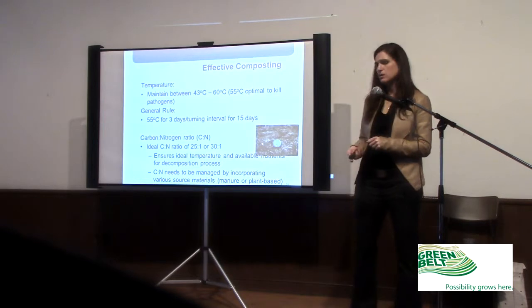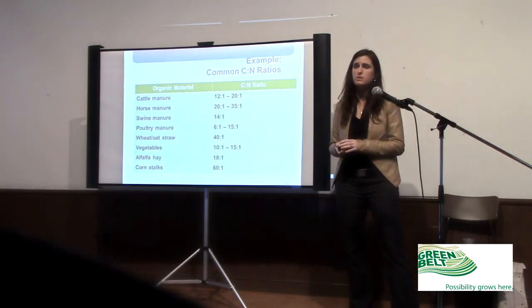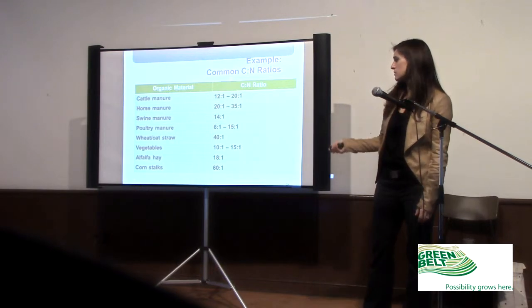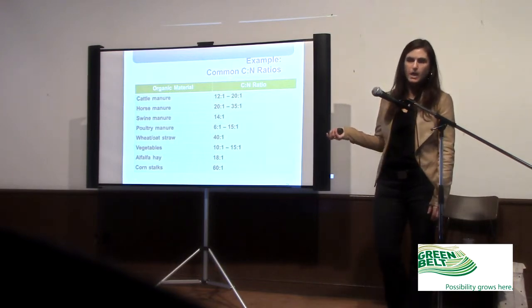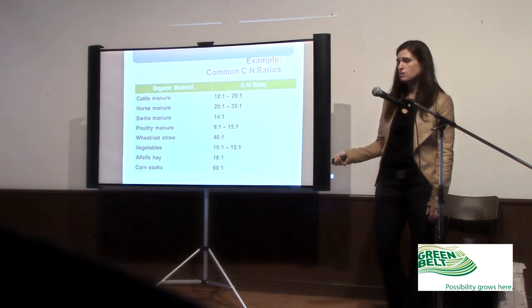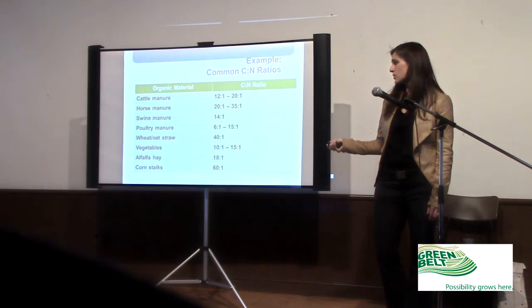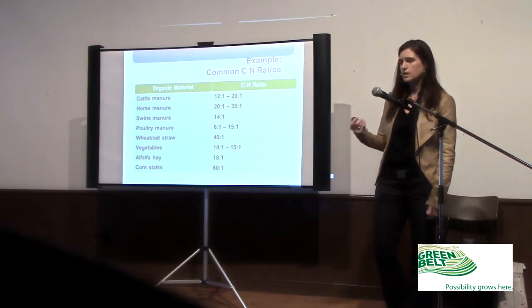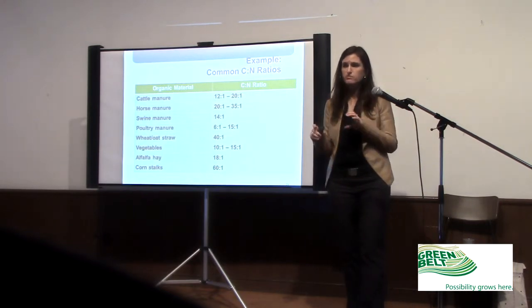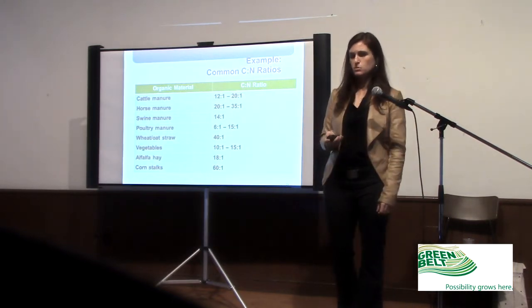And again, you can manage those things, but you just need to be cognizant of what you're using and what you're trying to achieve. So this is just a very quick summary, just to show you that depending on what type of organic material you're using, there's quite a difference in carbon to nitrogen ratios. So again, just be cognizant of what you're using and what you might need to add to make sure that you're achieving that 25 to 30 to 1 ratio.